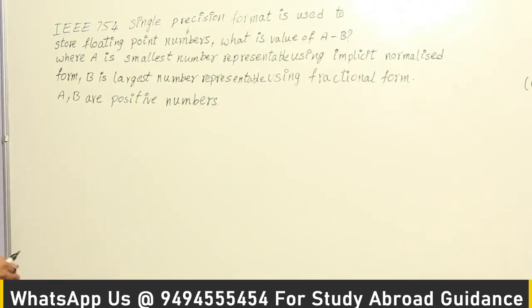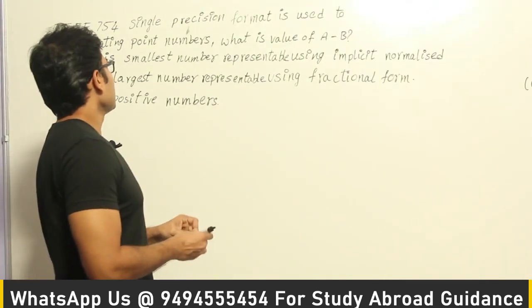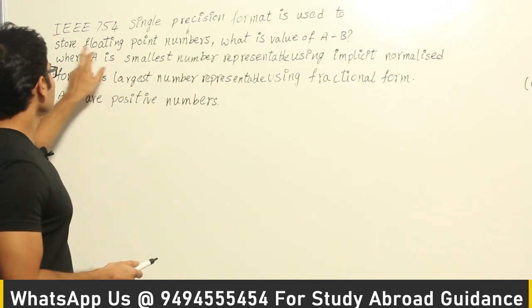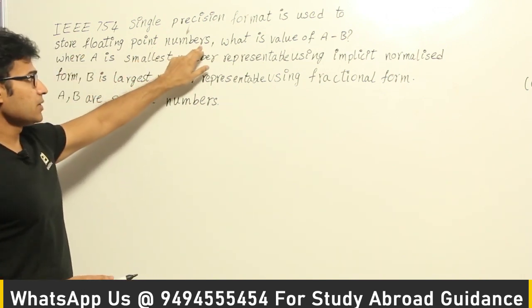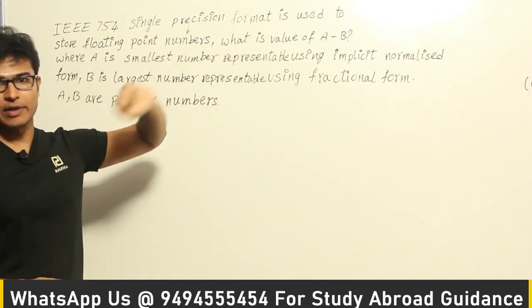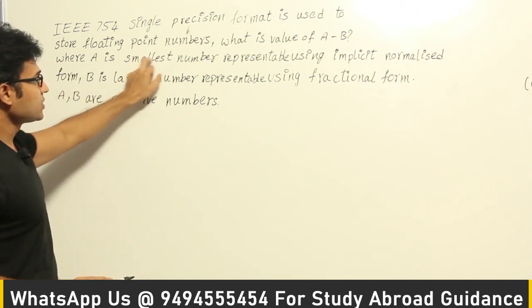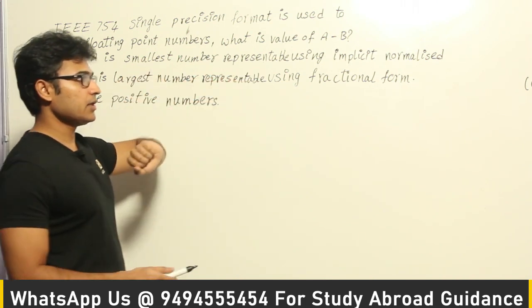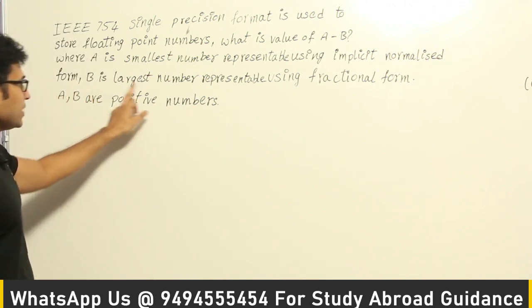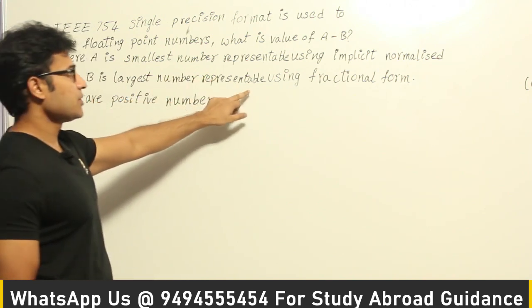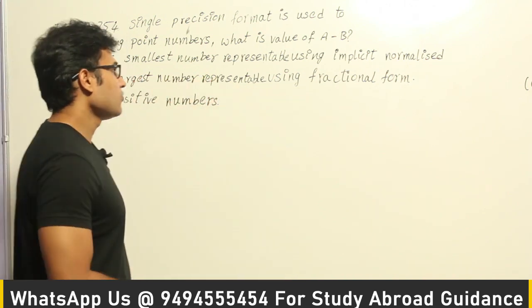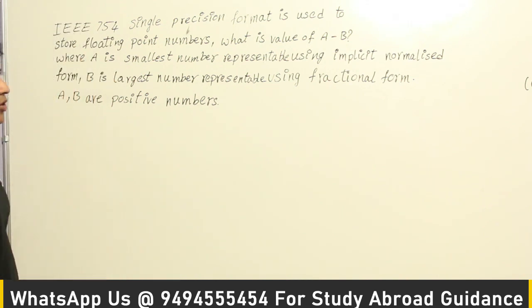Now let's see this question. IEEE 754 single precision format is used to store floating point numbers. Then what is the value of a minus b, where a is the smallest number representable using implicit normalized form and b is the largest number representable using fractional form. A and b are positive numbers.